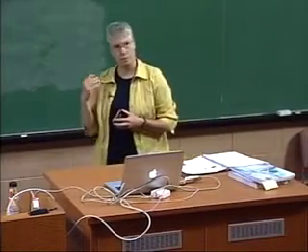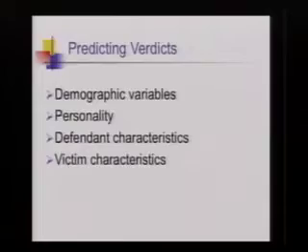Okay. I'm going to talk briefly about each of 4 different areas when you're researching predicting verdicts in terms of demographics, what personality traits might predict someone's verdict, defendant characteristics, and this time I'm going to just focus on race, and victim characteristics. I'm going to focus on physical attractiveness and sex history. Okay, so there's others in the book, but I'm just going to focus on those areas.